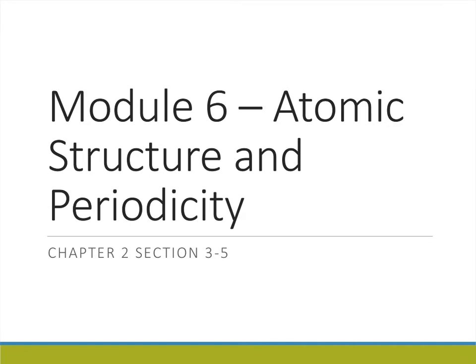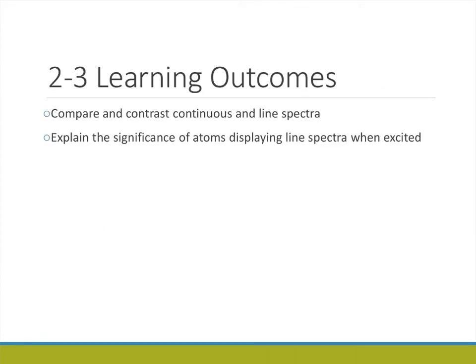We're going to continue our discussion on atomic structure and periodicity with sections 3 through 5 in chapter 2. In section 3, we're going to talk about continuous and line spectra and explain the significance of atoms displaying line spectra when excited.